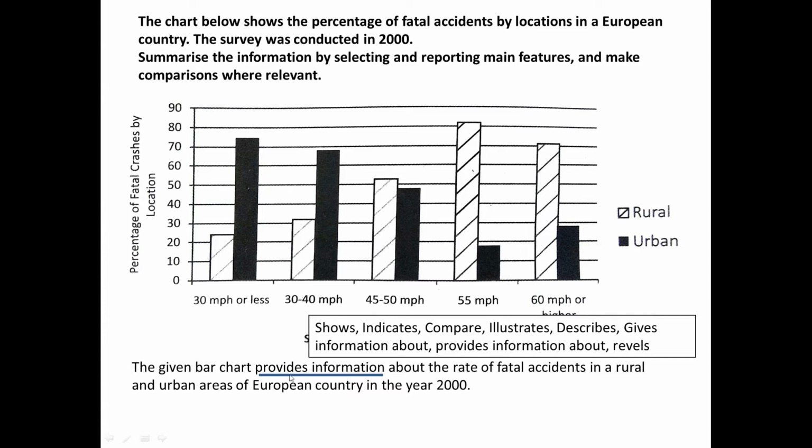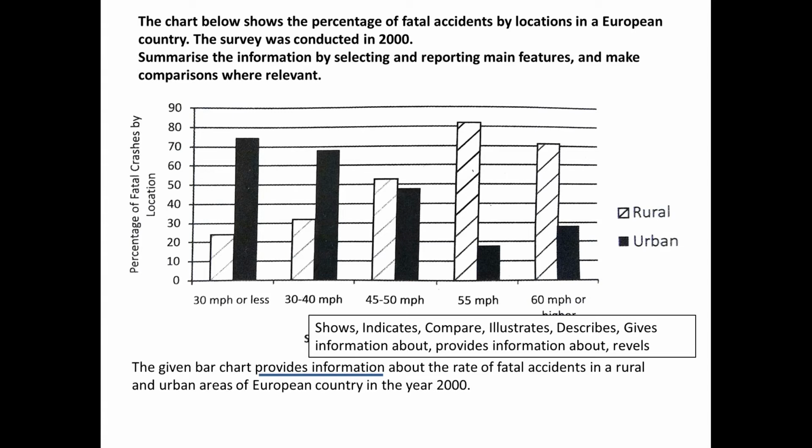Instead of writing provides information, I can use shows, indicates, compare, illustrates, describes, give information about, provides information about, and reveals. So if I use compare, then I have to write the given bar chart compares the rate of fatal accidents in rural and urban areas of a European country in the year 2000. So like that we can use different synonyms and it changes the sentence a little bit, but the meaning remains the same, and that is important.